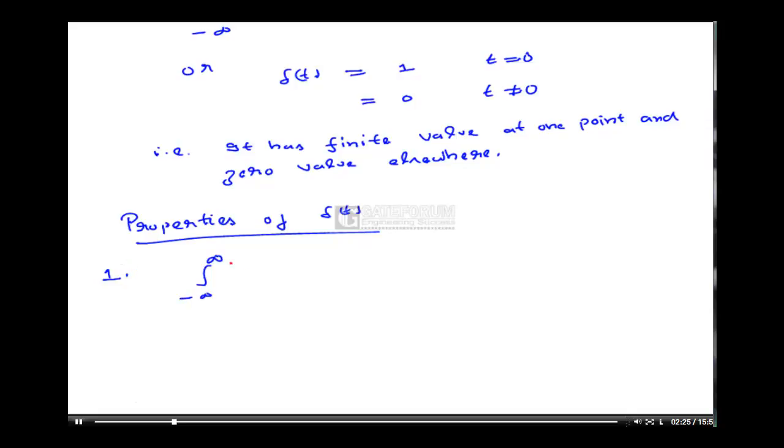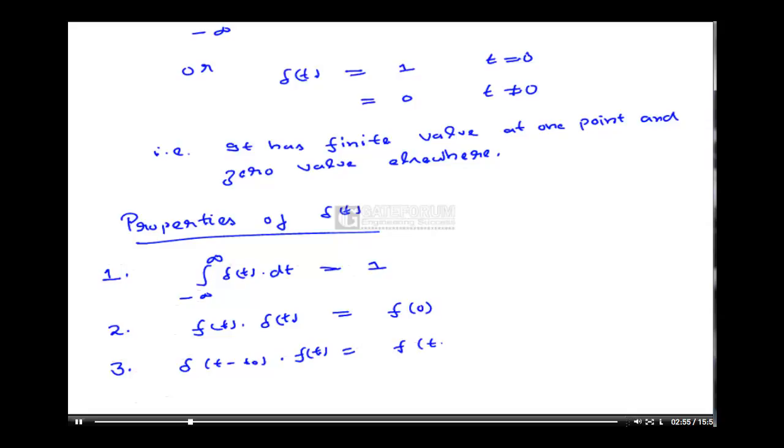First, the integral from minus infinity to infinity of delta t dt is equal to 1. Second, f of t into delta t is equal to f of 0. Third one is delta of t minus t naught into f of t is equal to f of t naught. This is called the shifting property. Okay, remember, it is not scaling but it is shifting.